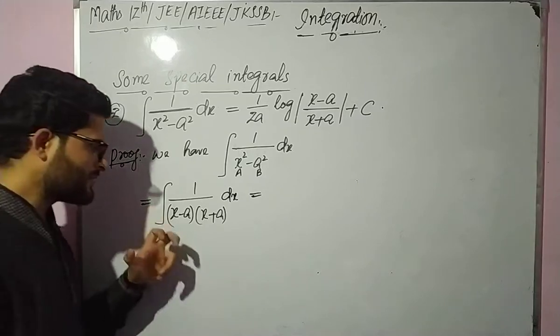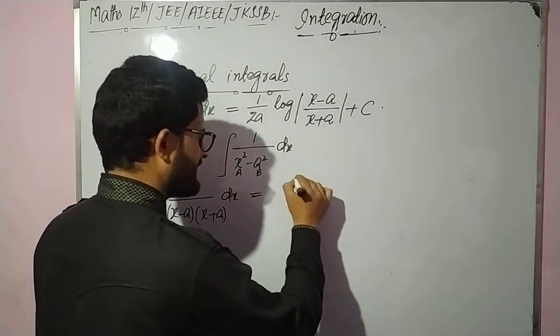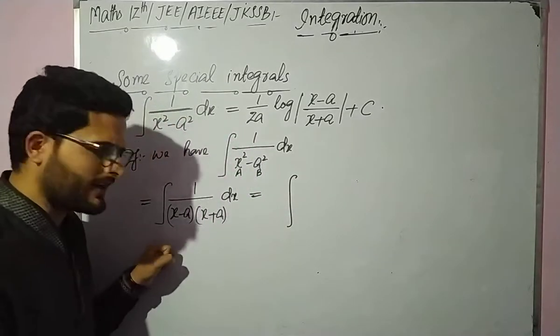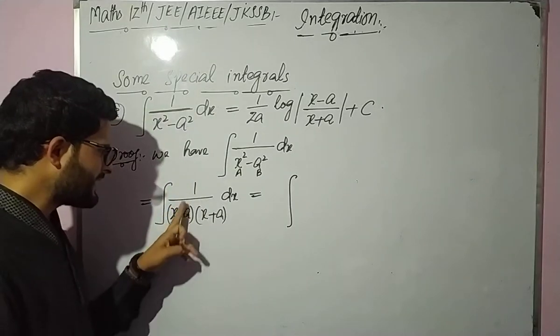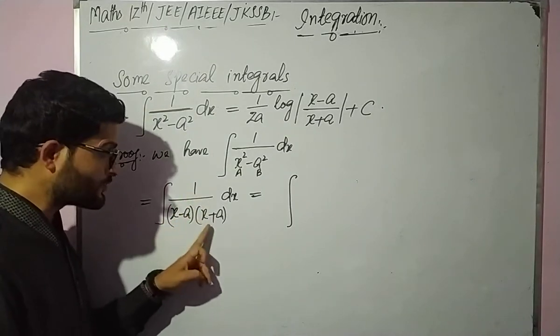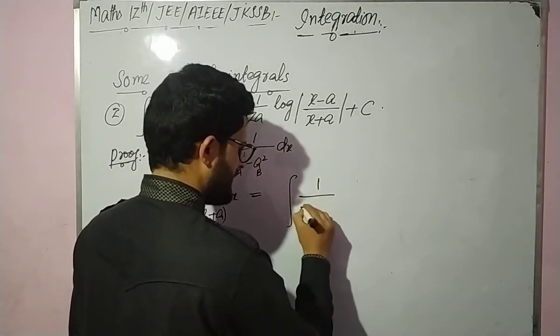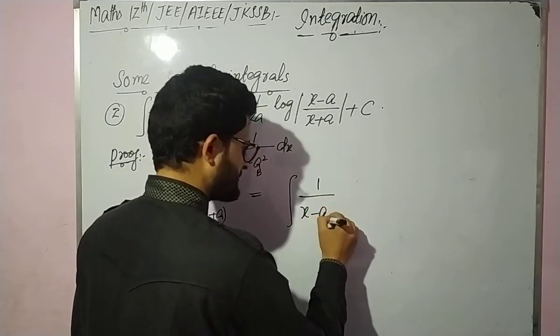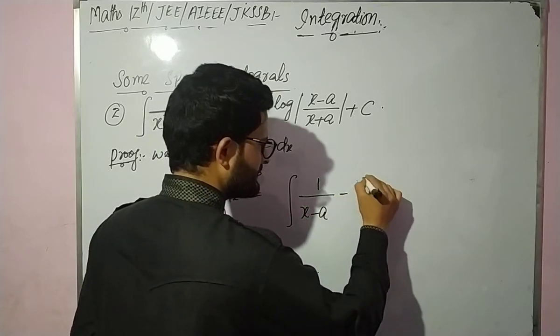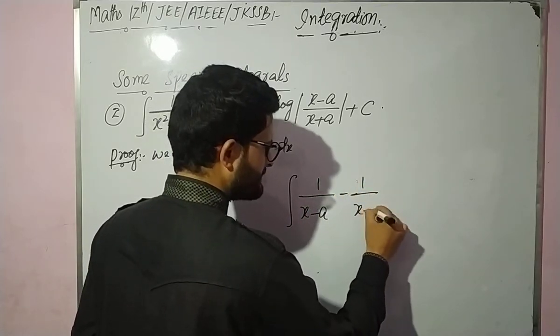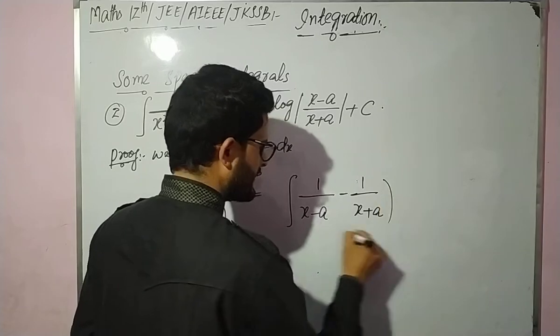Now this can be substituted in the form, you can have a look here, and that is integration of 1 divided by x minus a into x plus a, which can be written as 1 divided by x minus a minus 1 divided by x plus a, whole dx.